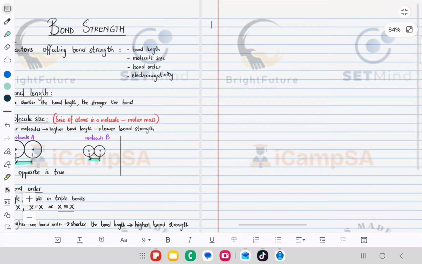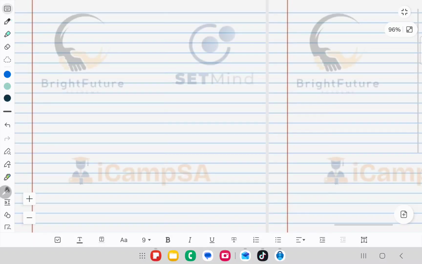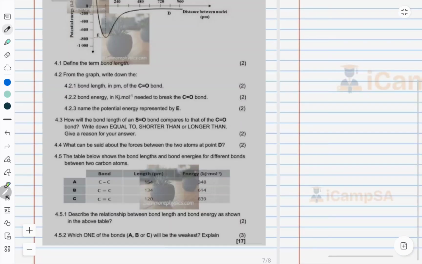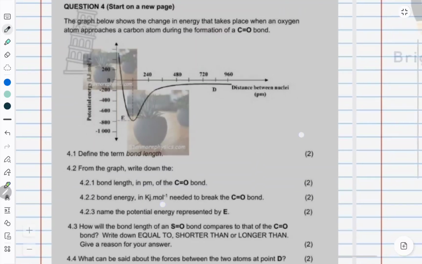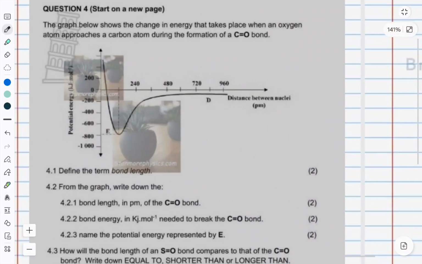Now let's look at a past paper example. All right, so we have this past paper problem from a Limpopo paper. I think it was 2025. In this problem, we are told that we have a graph. If you check this graph, it's what we just did, a potential energy graph versus the distance between nuclei.